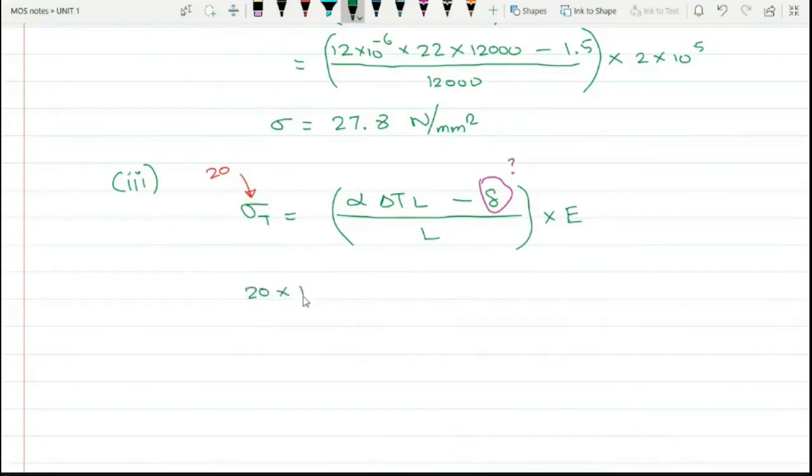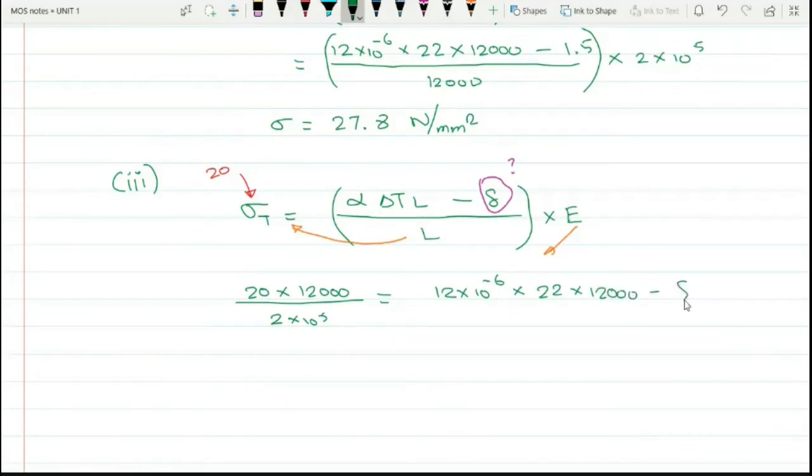So 20 into 12,000 divided by 2 into 10 power 5. So I am just cross multiplying this and this one. So this will come to the numerator. So that is what I am getting here. So it is equal to alpha, which is 12 into 10 power minus 6 into 22 into 12,000 minus del, right? So what I can do, I can cross multiply and I can identify what is my del value, right? What is the value?